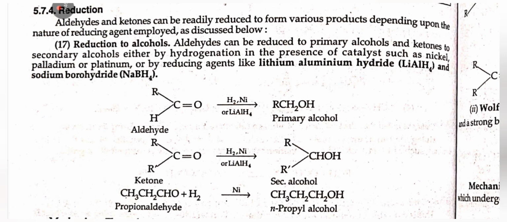Aldehyde on reaction with H2 and nickel or LiAlH4 will give primary alcohol. Ketone on reaction with H2 and nickel or LiAlH4 will give secondary alcohol. Propanal plus H2, on reaction with nickel, will give n-propyl alcohol.